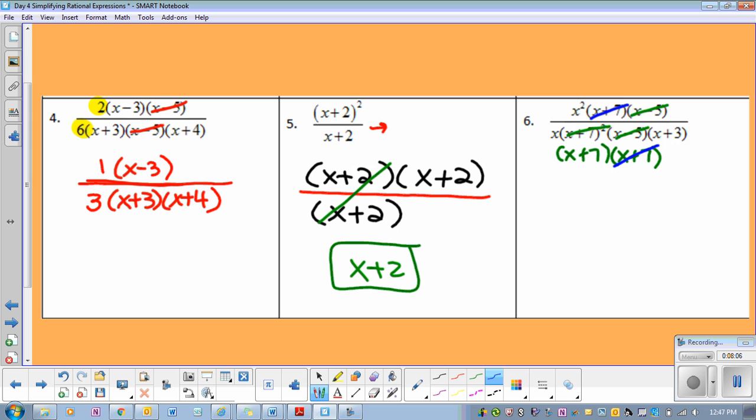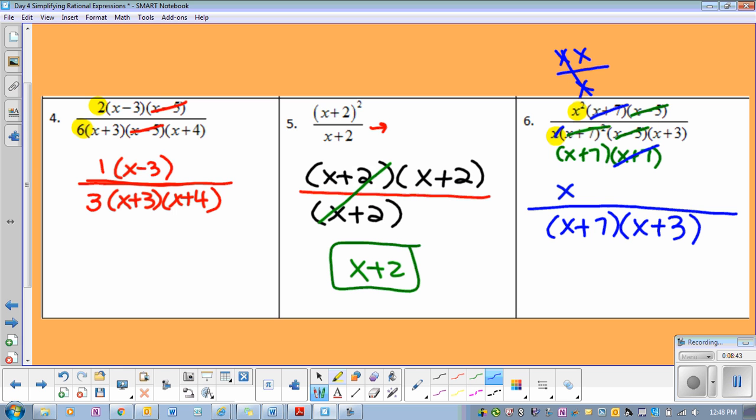So now look at this, guys. You still have an x plus 2 up here and an x squared down there. So if you have 2 x's on the top and 1 on the bottom, how many are left? 1. This really means x squared divided by x. So then you have x, and then on the bottom, that one's gone. X plus 7, and x plus 3.